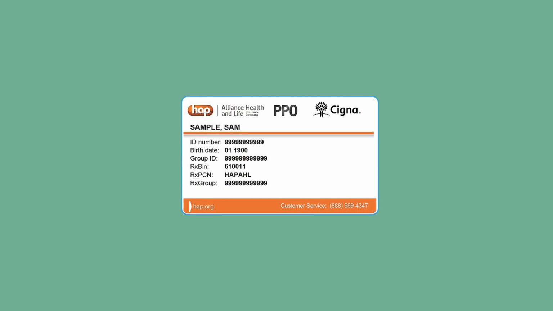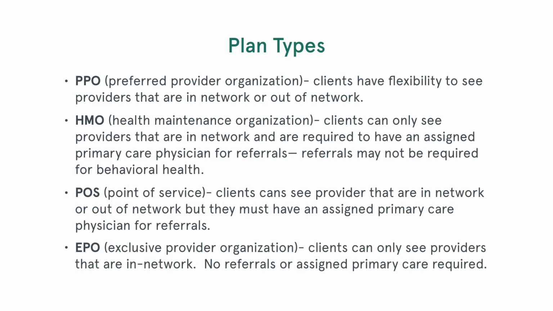So verification of benefits is still super important, but at first glance, your client's ID card can tell you a lot of information. First, the ID card should have the plan type listed on it. The plan type will inform you whether or not your client is eligible for out-of-network coverage. With plan types, there's a lot of acronyms to decode. The most common plan types are PPO, which stands for Preferred Provider Organization. Clients can see in-network or out-of-network. They have flexibility to choose whatever provider they want to see.